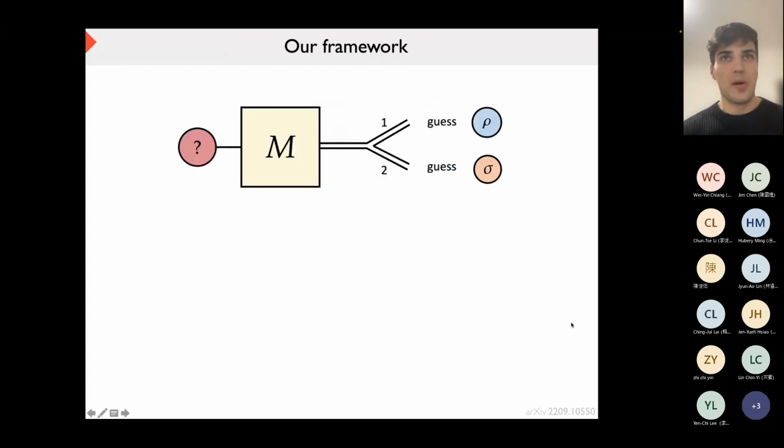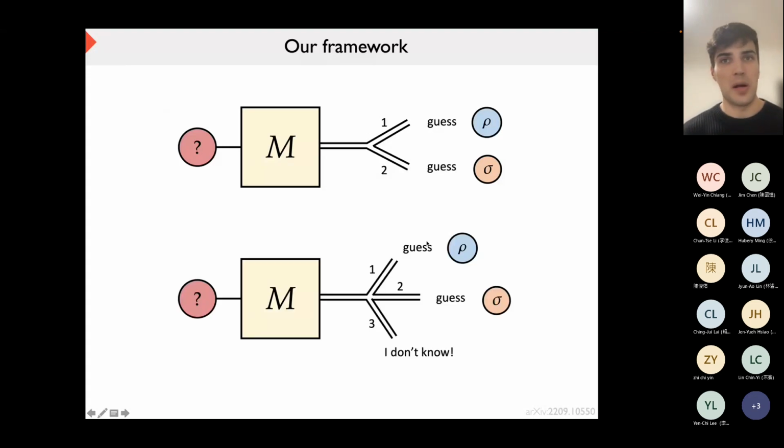I would like to introduce now our framework that we propose as a slight modification of the setting of hypothesis testing. So here is the basic setting that we've just talked about. We have a measurement and we guess either rho or sigma, and we make a small change in this setting. We allow an additional outcome. So now if we get outcome 1, we guess rho. If we get outcome 2, we guess sigma. And if we get outcome 3, we say, I don't know.